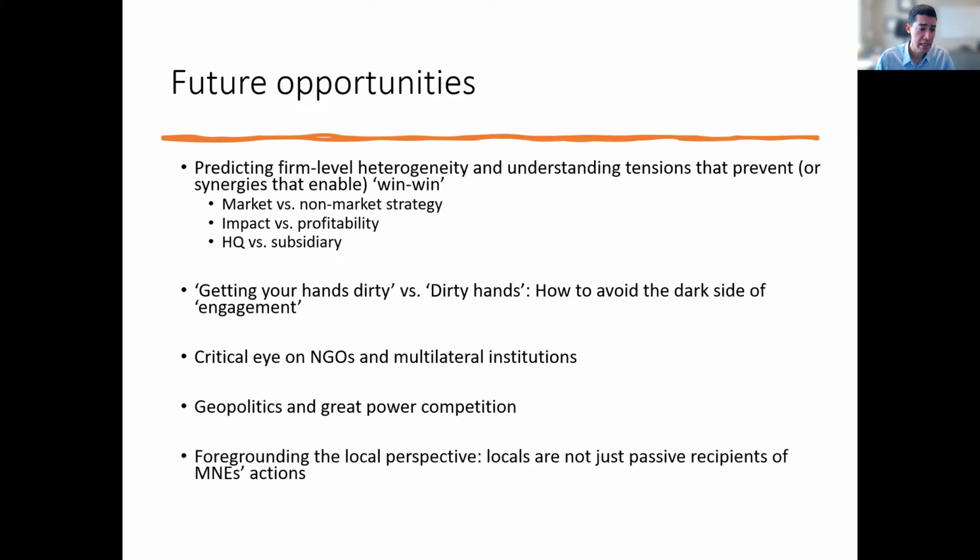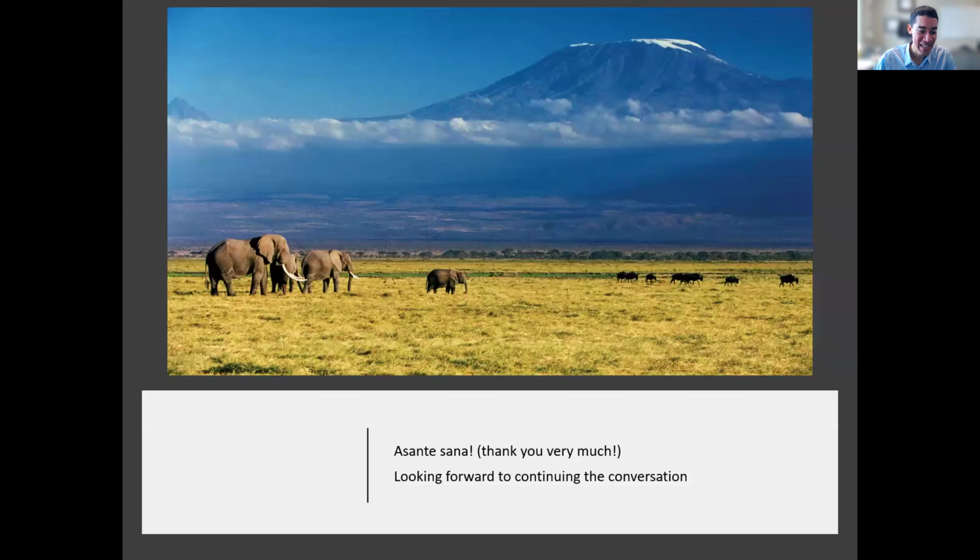And then finally, understanding not just the firm perspective, which I think we tend to do because we're management and business scholars. We tend to look at these things from the perspective of the firm, understandably. But we have to also understand the local perspective too, if we really want to understand which strategies are going to work, what the impacts will be for market and non-market performance. So with that, I look forward to engaging more. As we say in East Africa, Asante Sana, thank you, and look forward to continuing the conversation.